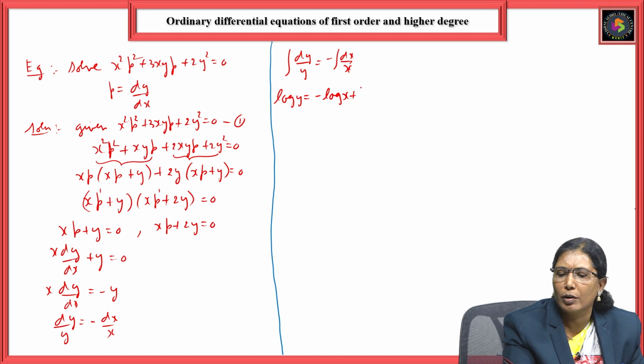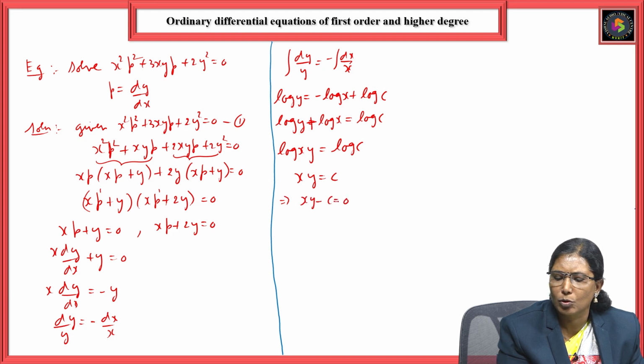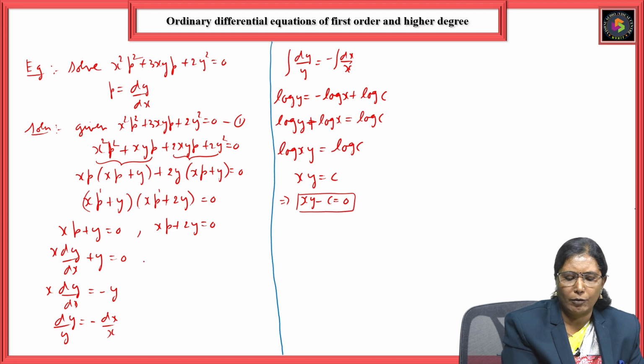Since both are in log, we take the integration constant as log c. Applying the laws of log, take this term to the RHS: log y plus log x is equal to log c. Now apply laws of log. Log y plus log x is nothing but log xy. So log xy is equal to log c. Remove log on both sides, we get xy is equal to c. So this implies xy minus c is equal to 0. So we got one solution. Now we'll solve the next one.